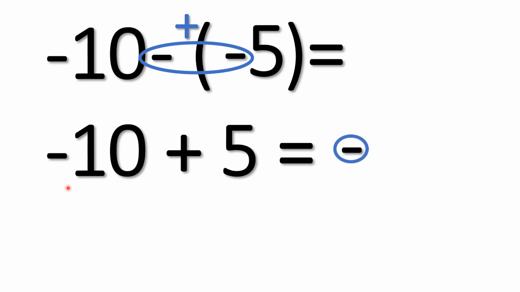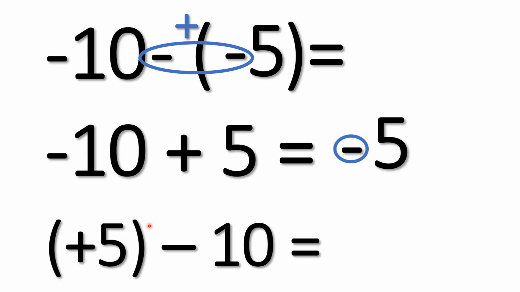Now I have 10 and 5. I should subtract them. I'm not adding them. I'm not combining them because they are not of the same sign. That's why I need to separate them. So 10 minus 5 is 5, and my answer is negative 5.